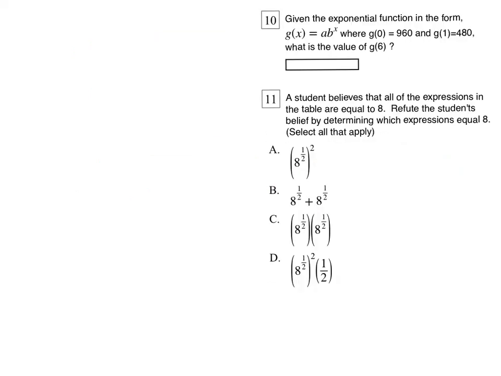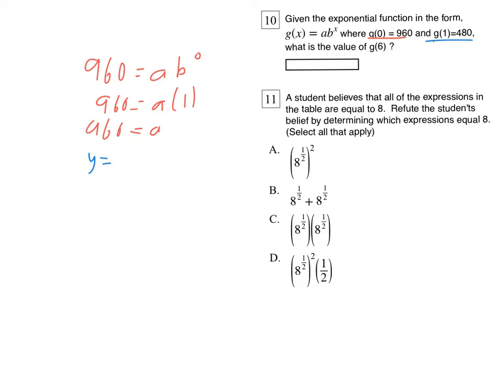All right, next up, we have this function a times b to the x, and they give us a couple of points. I'm going to plug in this first point and see what happens. It says 960 equals a times b to the power of 0 if I plug that in for x. Obviously b to the power of 0 is just 1, so that tells me that 960 really equals a. Then I would use the other point to find b. So now I would say y equals 960 times b, and I would plug that point in.